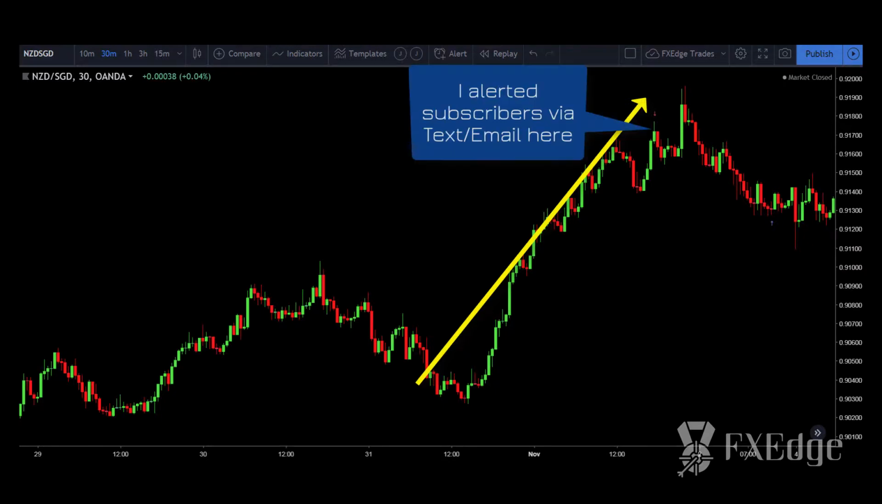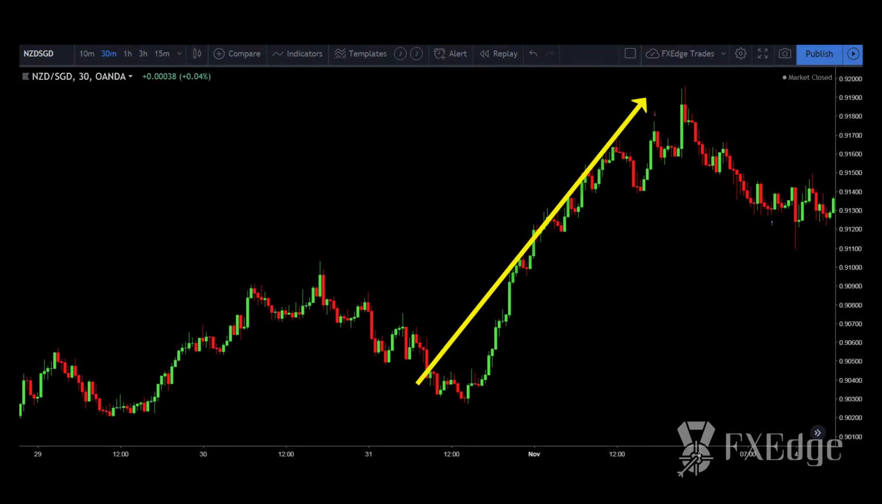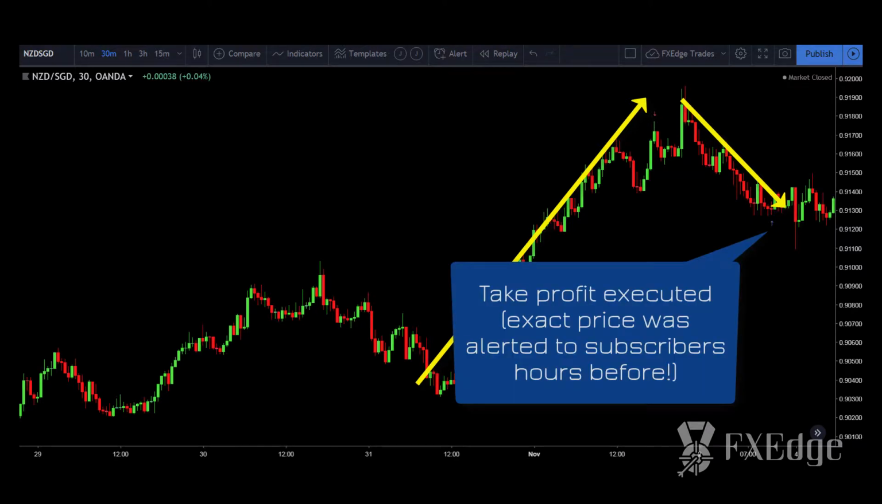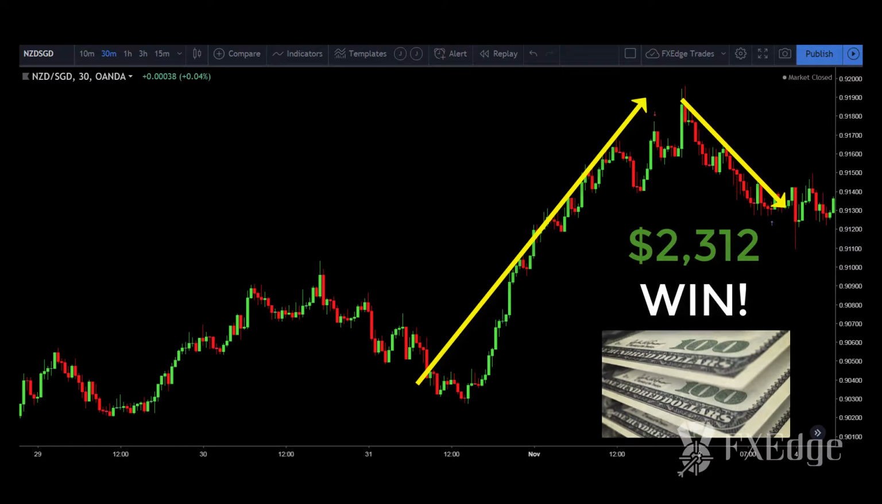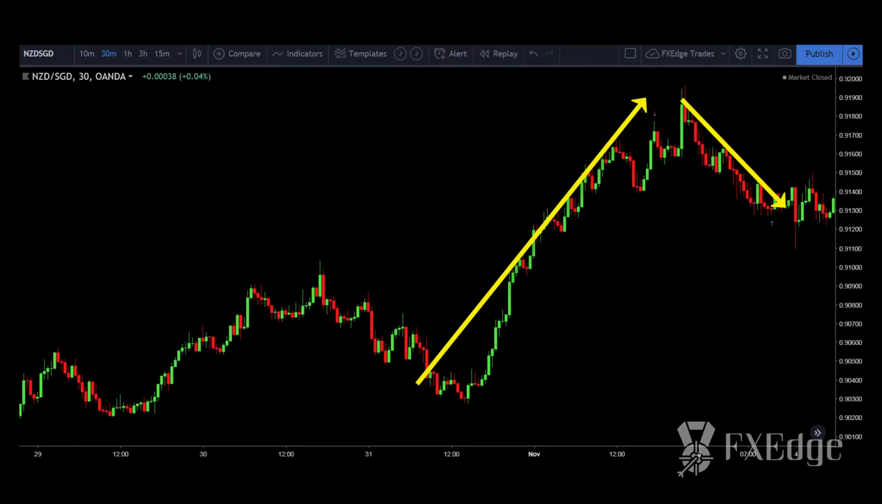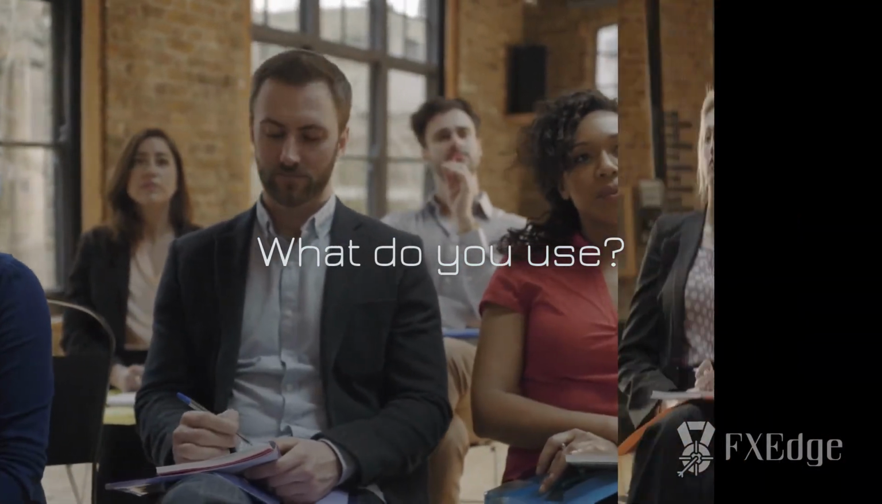Nothing is going to go up and up and up forever. I will alert subscribers when I think something is about to change direction in reverse. They'll have plenty of time to enter that position. Boom, a reversal happens and I make money. Subscribers make money. My take profit levels are clearly alerted way ahead of time, which makes for nice automatic wins.